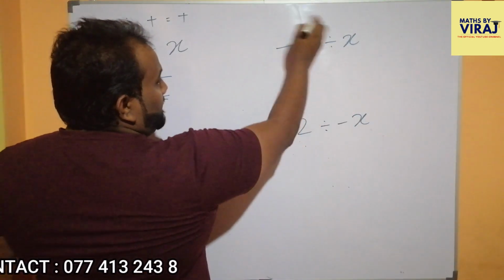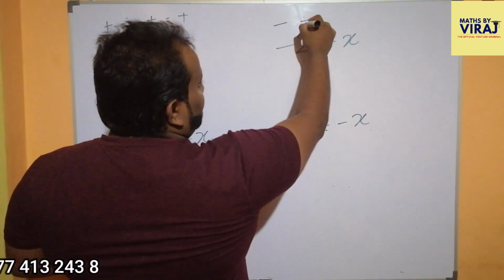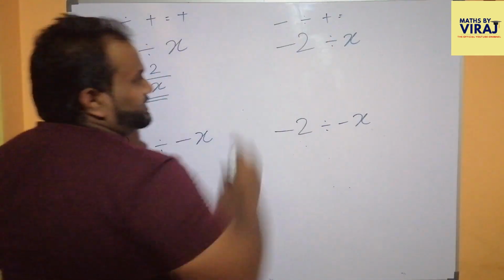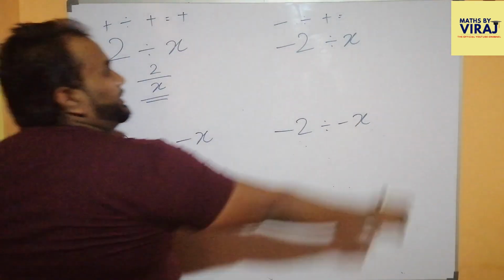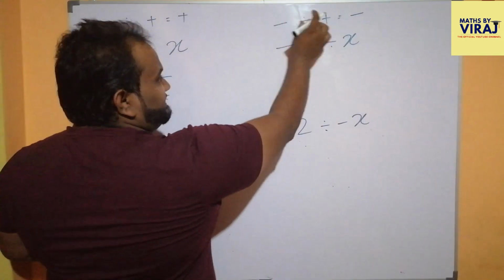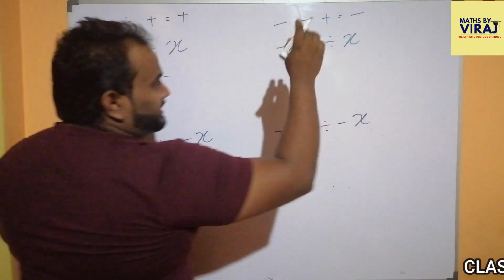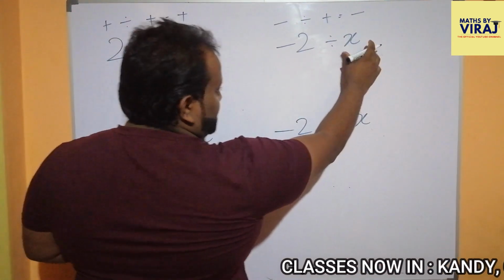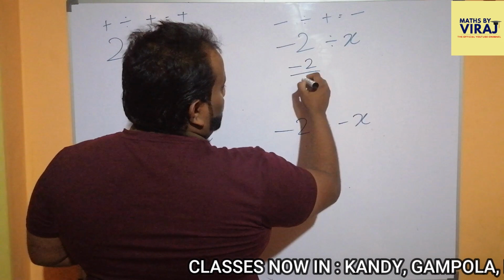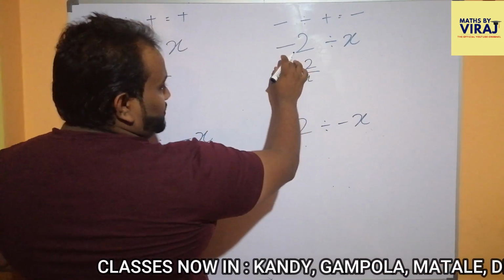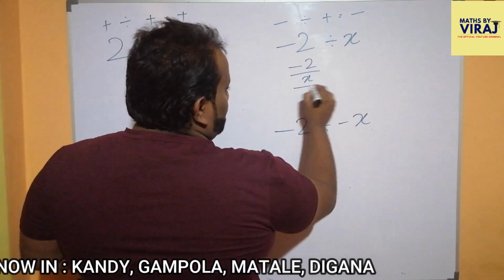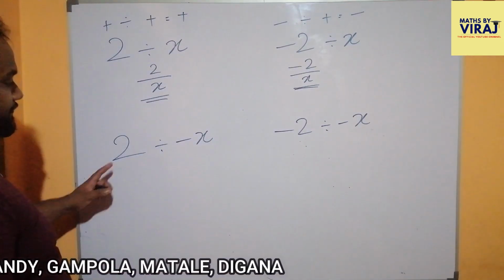Now here, minus divided by plus. When minus is divided by plus, what are we to get? Minus. Minus divided by plus is minus. Therefore, minus 2 divided by x is minus 2 over x. Minus 2 divided by plus x, we get minus 2 over x.